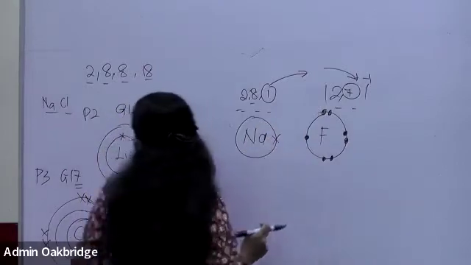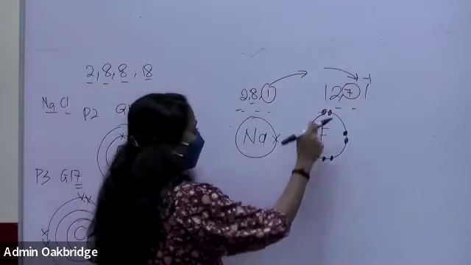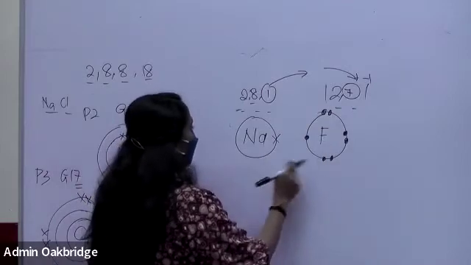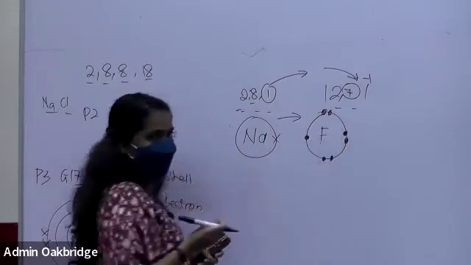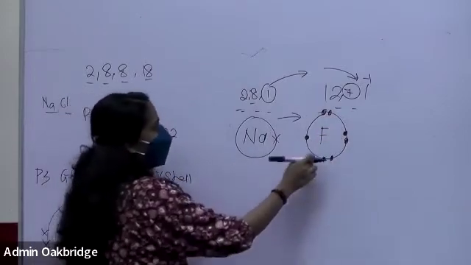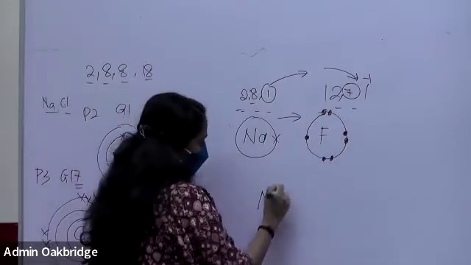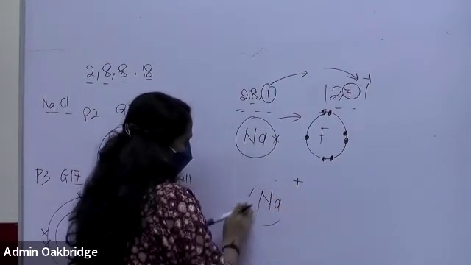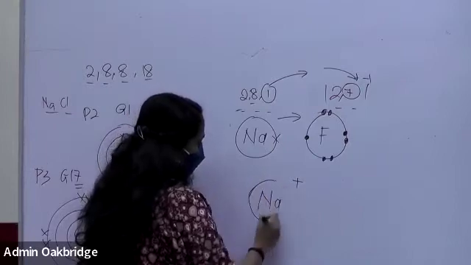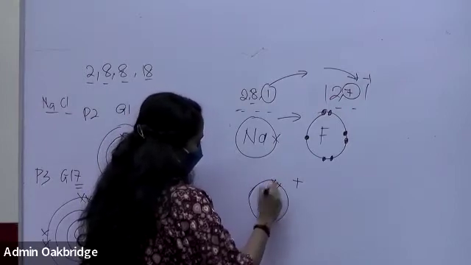Coming back to sodium and fluorine, my fluorine needs 1. So when I'm combining them, I'm going to give, and this one is going to take. When giving this and giving this, my sodium's last shell will become 8.